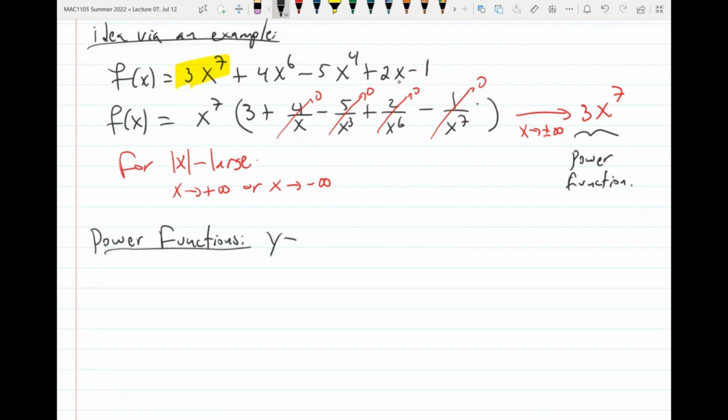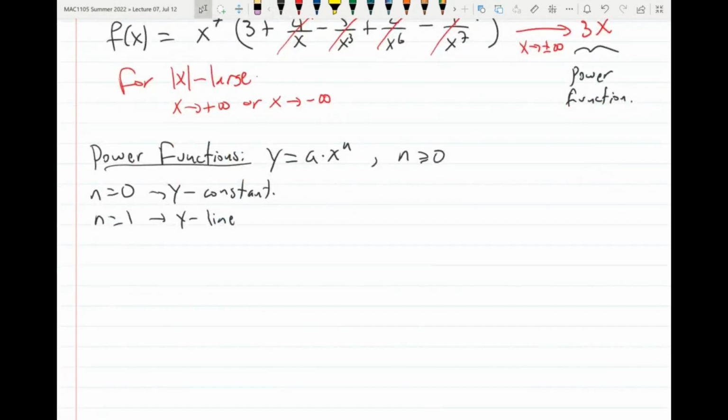Power functions are functions that have the form y equals a number times x to the n, and we're interested in n being greater than or equal to 0. When n is 0, y is a constant. Not interesting, we already know what it is. It's just y equals a. When n is equal to 1, y is a line. We already know what happens there. The interesting thing is what happens when n is 2 or bigger.